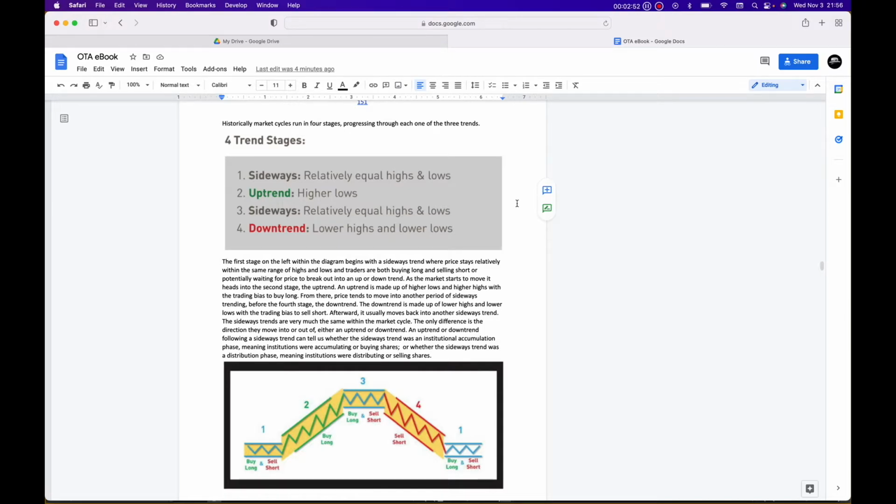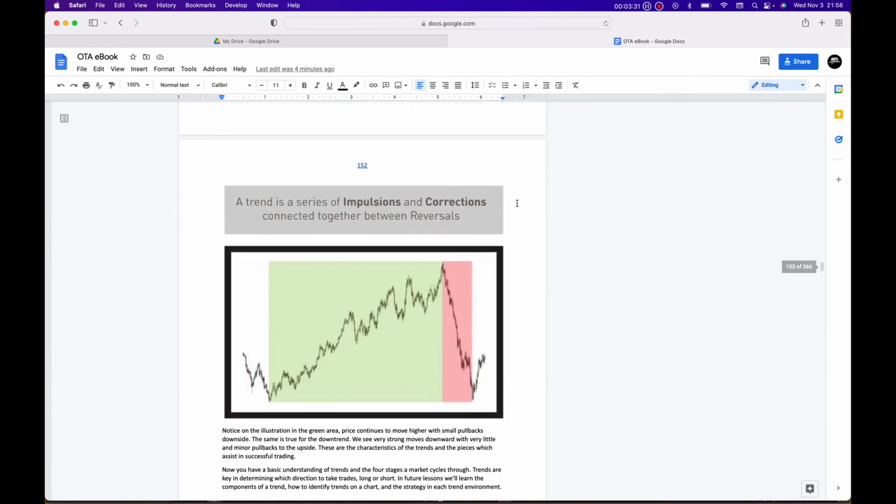The sideways trends are very much the same within the market cycle. The only difference is the direction they move into or out of, either into an uptrend or into a downtrend, or out of an uptrend or out of a downtrend. Now, an uptrend or a downtrend following a sideways trend can tell us whether the sideways trend was an institutional accumulation phase, meaning institutions were accumulating or buying shares, or it can tell us whether the sideways trend was a distribution phase, meaning institutions were distributing or selling shares.